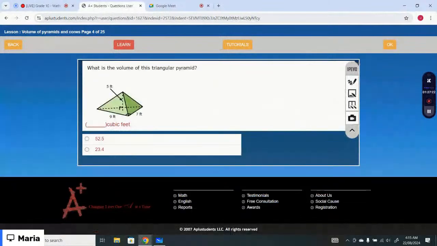Okay, what is the volume of the triangular pyramid? So which is the correct option?